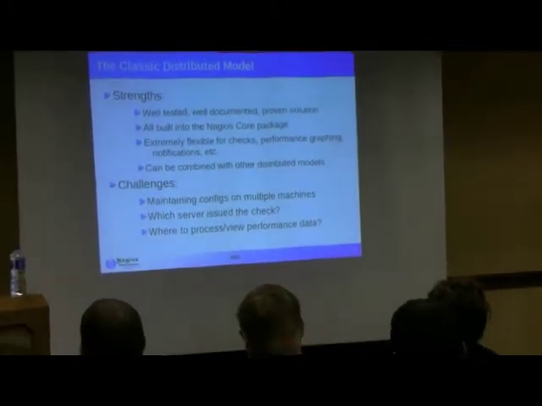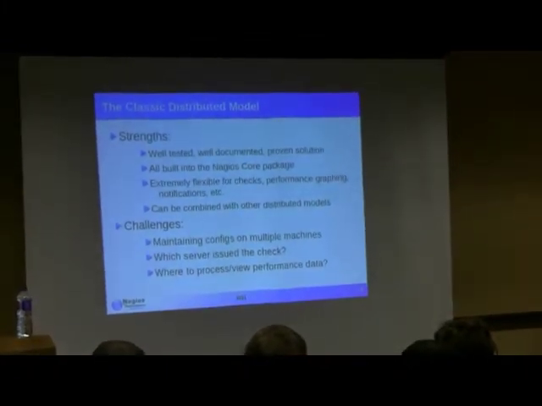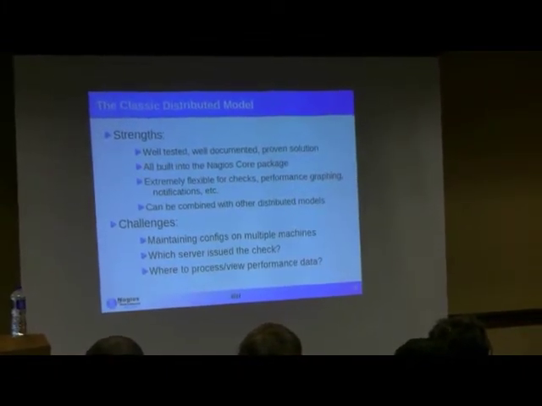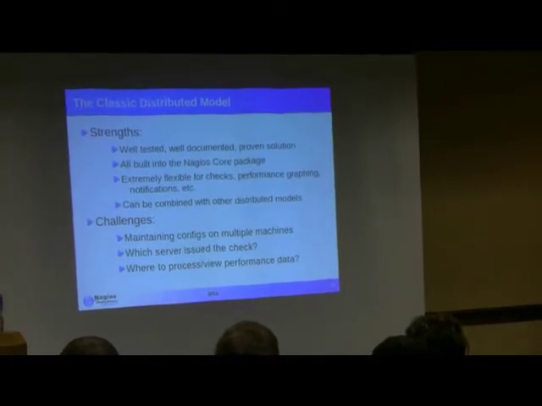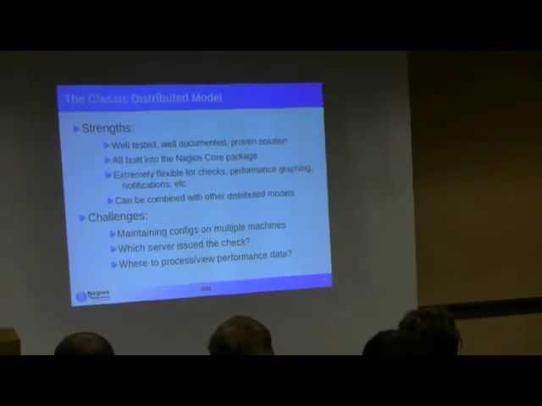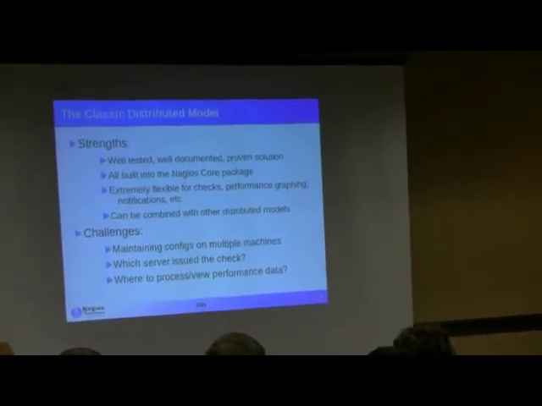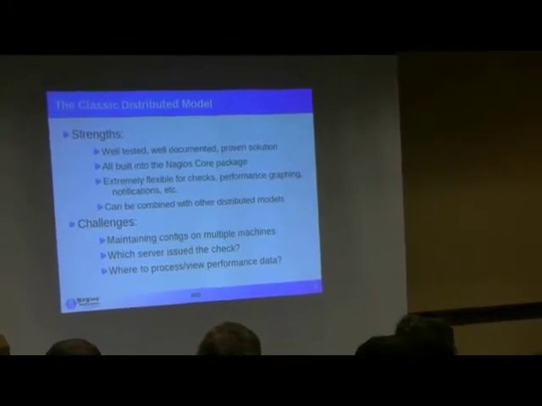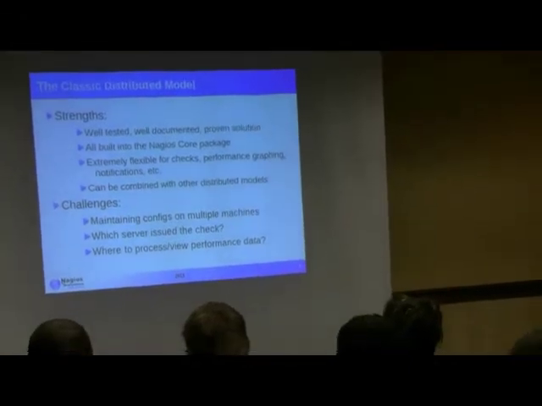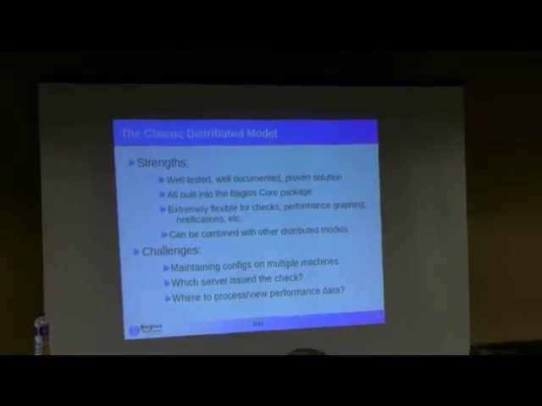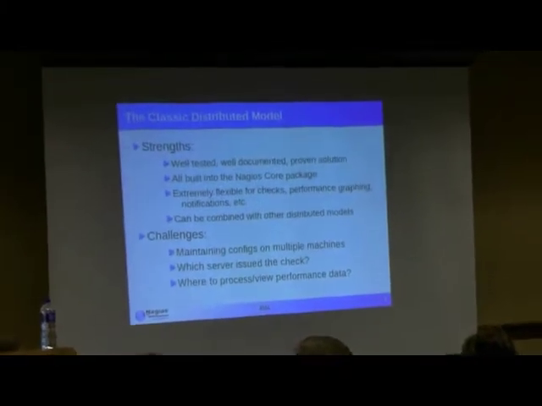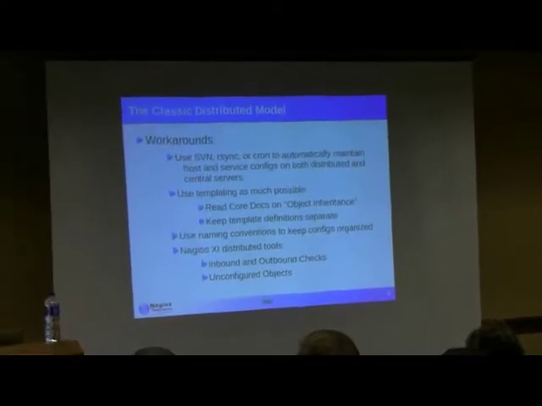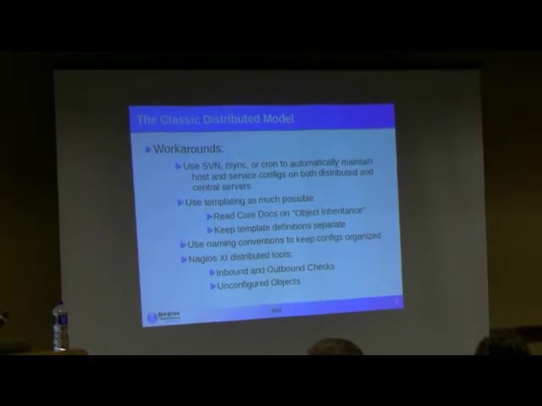The other one is, if your environment gets very large, where do you process and view performance data? If you're sending everything back, it would probably be processed at the central server. So if you have 30,000 results coming in, you have to start thinking about performance data processing for 30,000 checks. Again, it's just a scalability issue, something to think about. You can offload performance data processing to another machine, but it depends on your environment and what you need to do.